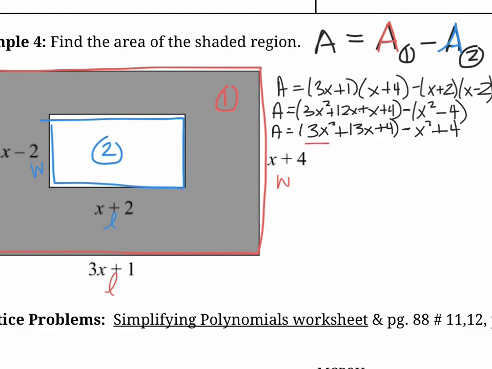So we have 2 x squared terms, 3x squared and x squared. We've got 2 constant terms, 4 plus 4. So I'm just going to skip down here. We have our area is going to equal 3x squared minus x squared is going to be 2x squared. Then we have plus 13x, and then 4 plus 4 is 8. And that is the area of our shaded region.